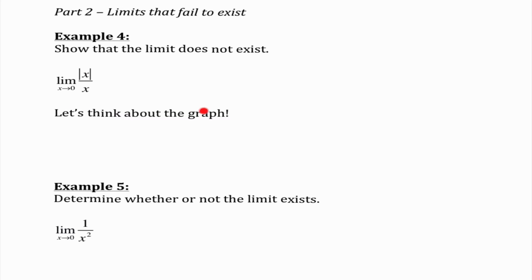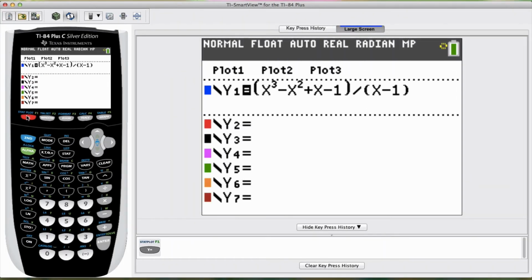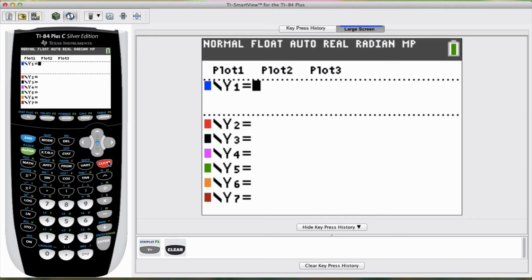And I'm telling you guys, let's think about the graph. Okay, often since this is not a polynomial, normally when we have polynomials, we'll go ahead and substitute values in and use algebra. But we're going to go ahead and graph this. So go ahead and get your graphing calculator back out. I'm going to press y equals and clear out my old graph. And we need to graph the absolute value of x divided by x.